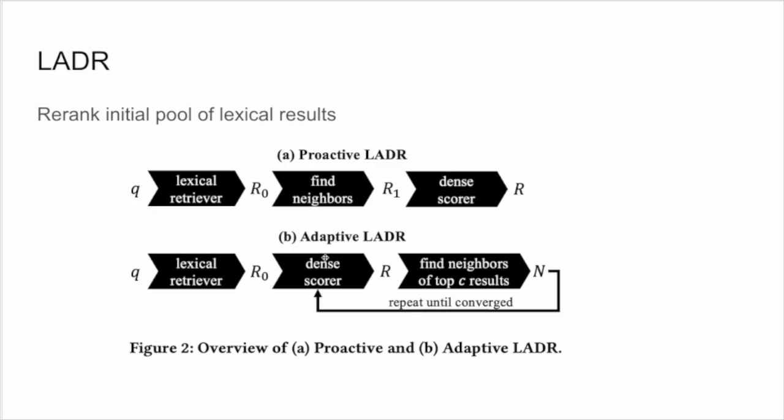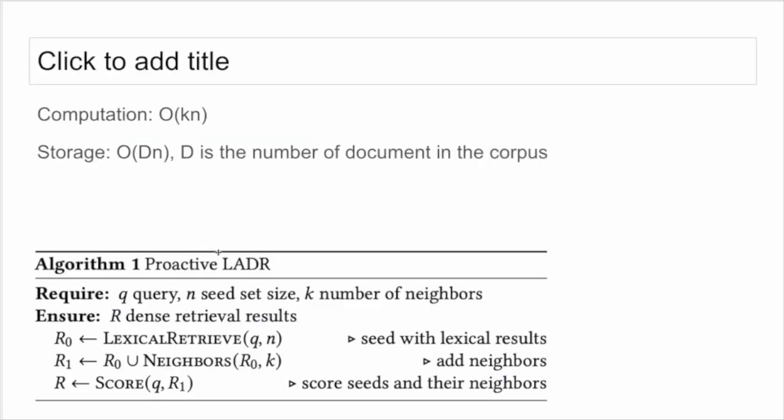Okay, so this is the algorithm, but I don't think anyone needs to look at it. This is for the active LADR. So yes, computation for the active LADR is a bit different. For the proactive one, that is just the number of seeders times the neighbors. But for this one, you have D. D is every single document in the corpus graph. It's dangerous, but it's not really that dangerous. We will do that in practice.